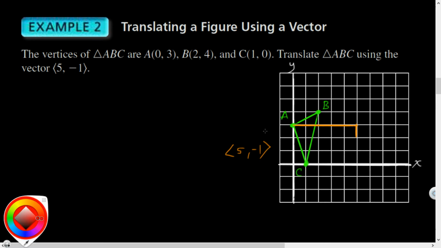So let's see. So A prime will be right 5 and down 1. There is A prime. Maybe I'll label it on. Yeah, it's not that bad. B prime, let's move that over 5. 1, 2, 3, 4, 5, and down 1. There's B prime. And C prime, once again, over 5. 1, 2, 3, 4, 5, and down 1. There is C prime.